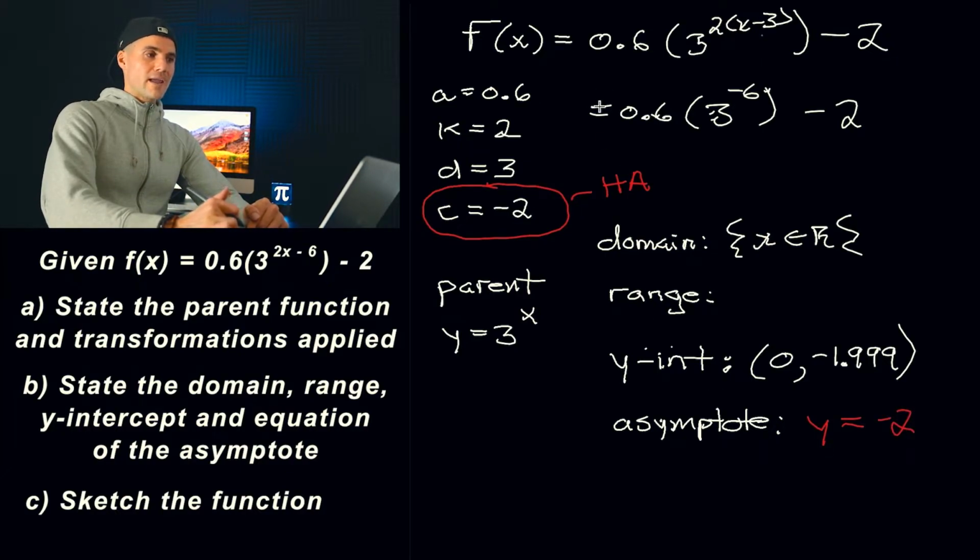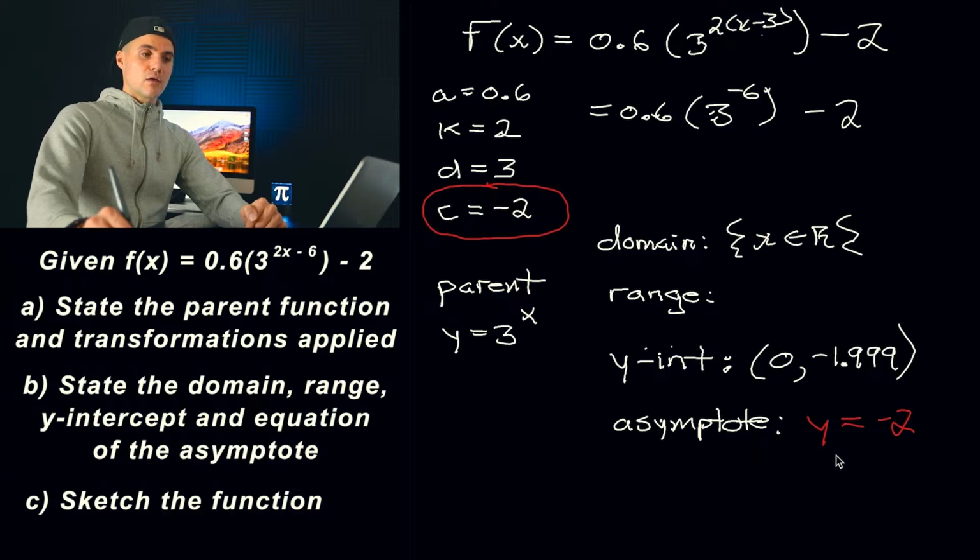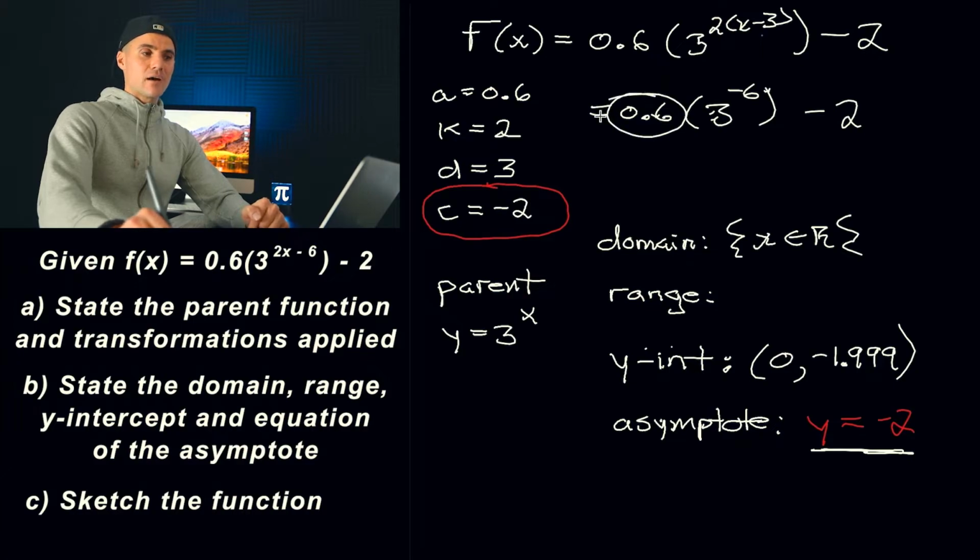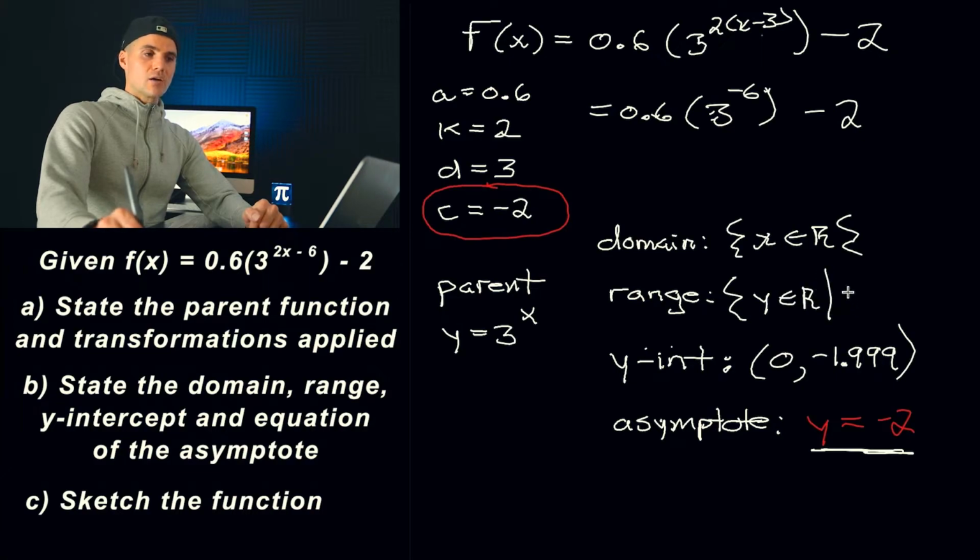Now, the range, it depends on two things. I've mentioned this in the lecture videos before. What does the range of an exponential function always depend on? It depends on the horizontal asymptote, and it depends on the sign of the a value. Those are the only two things that the range depends on, because the range for an exponential function is always going to be y ∈ ℝ such that y is either going to be greater than the horizontal asymptote, which is -2 in this case, or it's going to be less than the horizontal asymptote, which is -2 in this case.